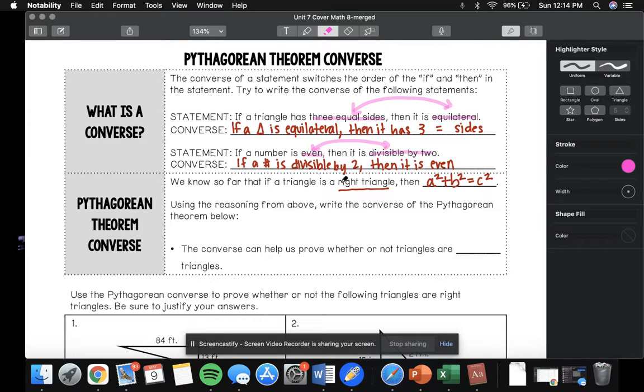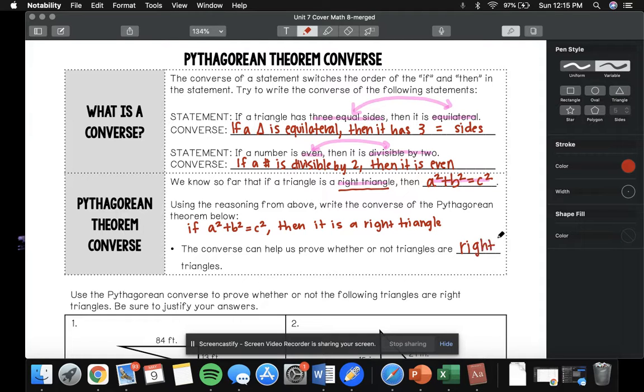Okay? So what we're going to switch is these two statements. If a squared plus b squared equals c squared, then it is a right triangle. Okay, so this is really going to help us when we're trying to see: is something a right triangle or is it not a right triangle? Before, we always had right triangles given to us, so we could just use the theorem and figure out the side. But we can also use the reverse logic to see whether triangles are right triangles or just other triangles.